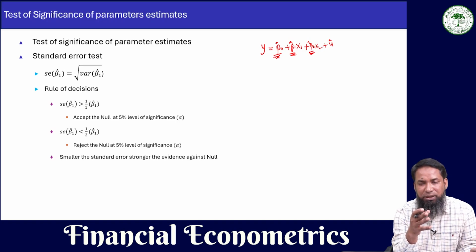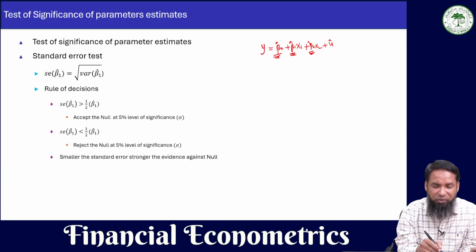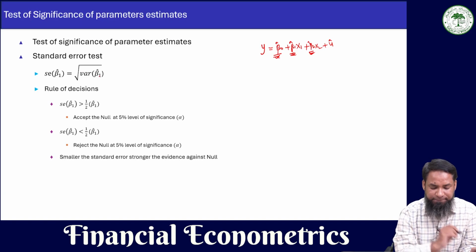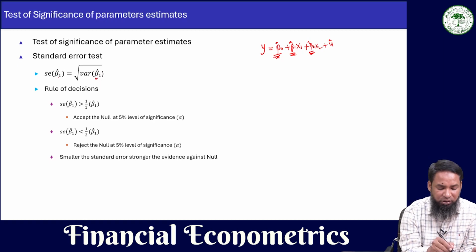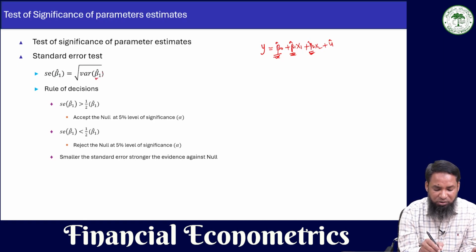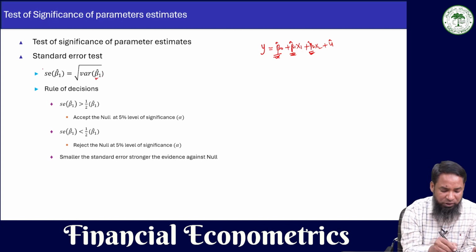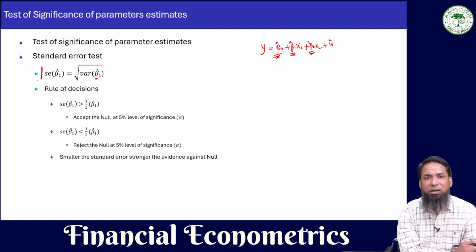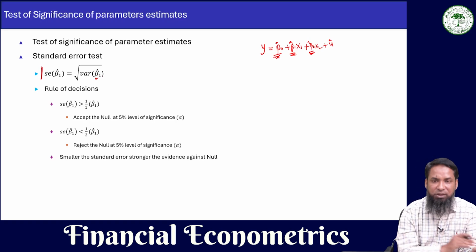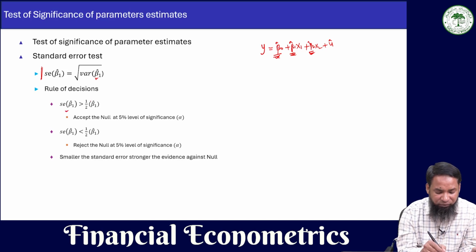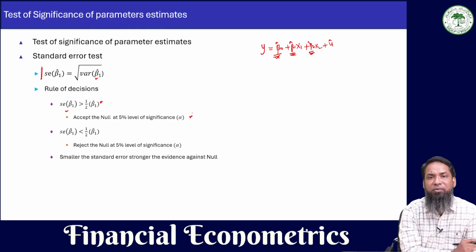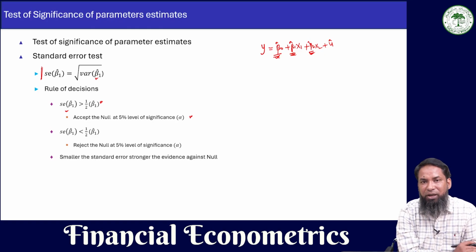Basically, let us say what the standard error is. Standard error is nothing but the square root of the variance of any estimate. Here we are taking the example of beta 1 hat. So the standard error of beta 1 hat is nothing but the square root of the variance of beta 1 hat. Now, using this, we can make the decision. So, what is the decision rule we have? Here, the rule is that if the standard error of beta 1 hat is more than half of the value of beta 1 hat, then we accept the null at the 5% level of significance.